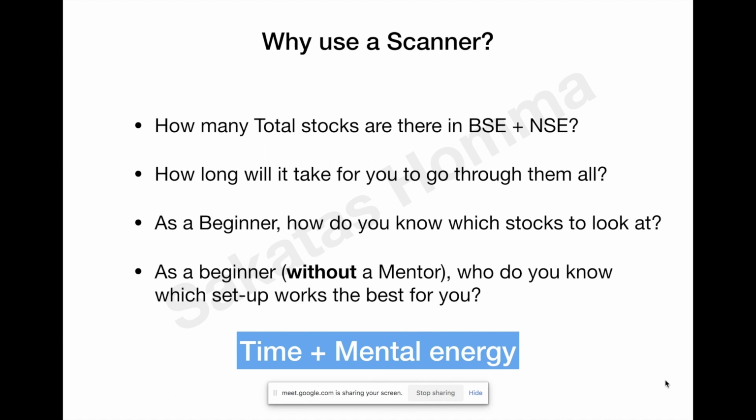So why use a scanner again? How many total stocks are there in BSE and NSE? Can someone answer this? More than 6,000. Yes, 6 to 7,000, exactly. So BSE has around 6,000, more than that, and NSE has around 2,000. So let's say around 6,000 stocks. How long will it take for you to go through them all? A lot of time.